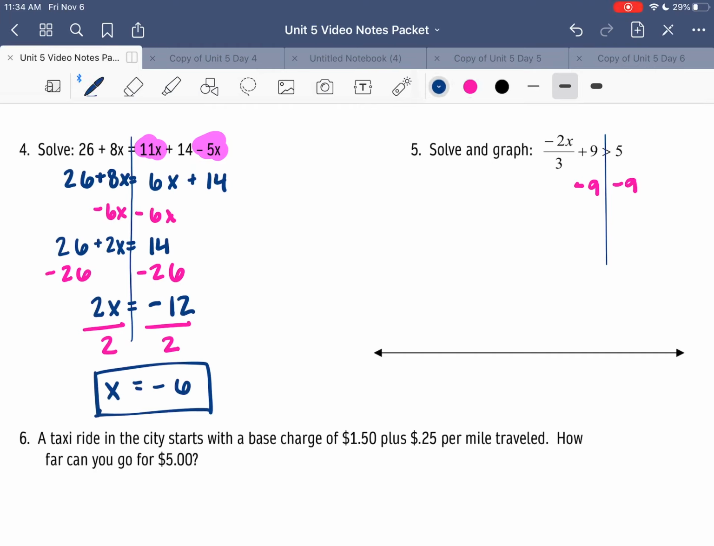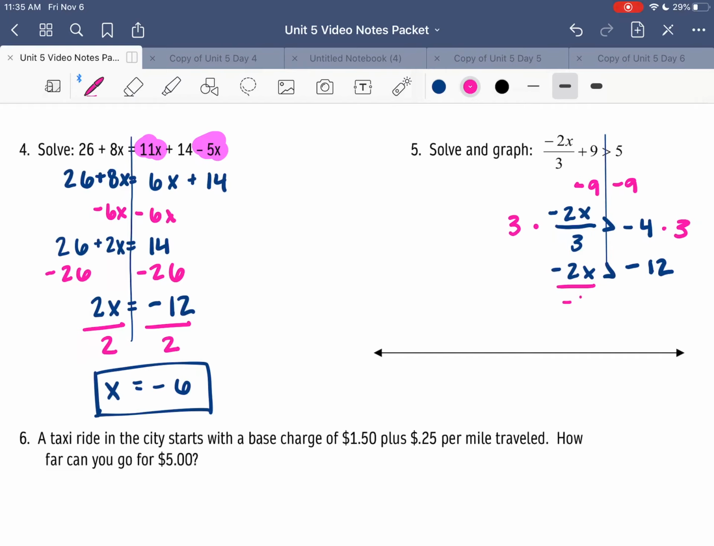That will give us negative 2x over 3 is greater than 5 minus 9, which is negative 4. Now that the fraction is by itself, I can get rid of it if I multiply by 3. Since I had division by 3, to do the opposite, we would multiply. That would give me negative 2x is greater than negative 4 times 3, which is negative 12.